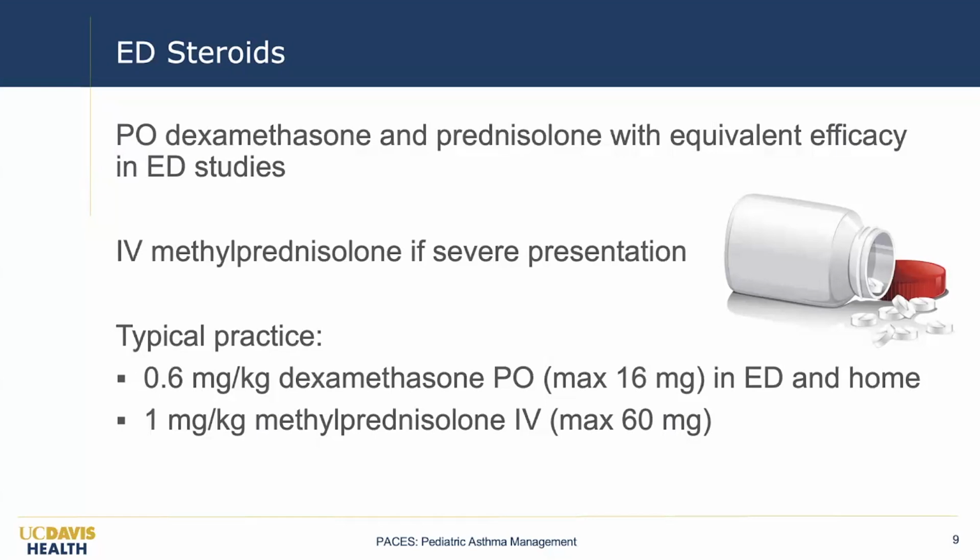Data showing that a 2-day course of dexamethasone is about equivalent to a 5-day burst of prednisolone or prednisone. And then for our patients who are getting methylpred, we give that one at a dose of 1 milligram per kilogram intravenously, and we max that out at 60 milligrams.